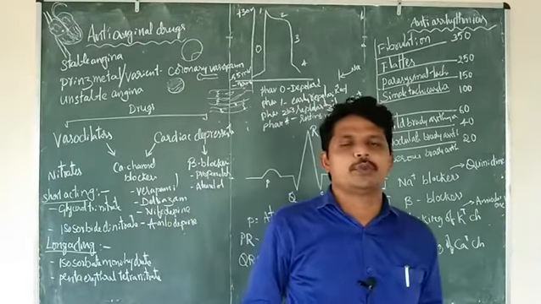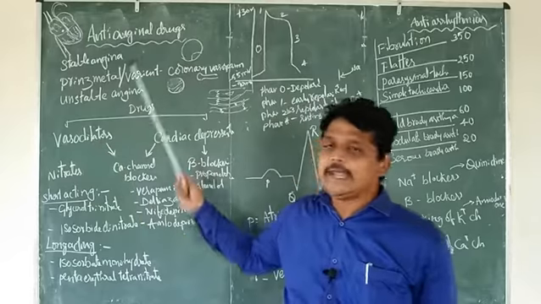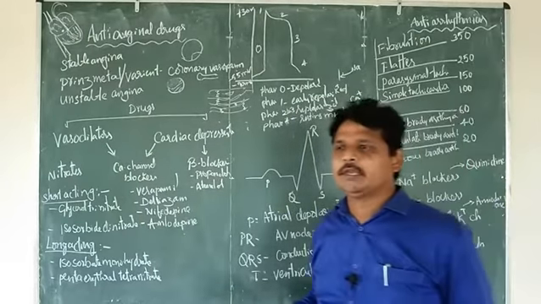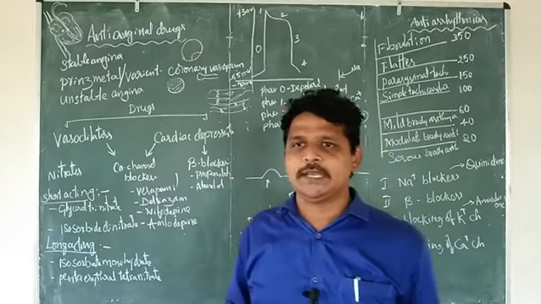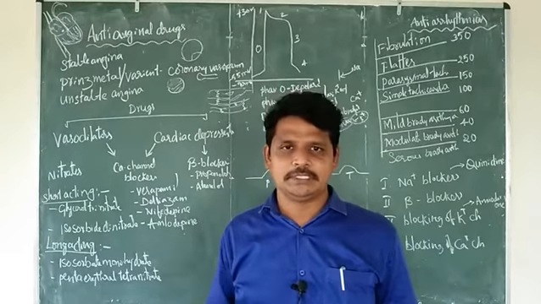Basically, today we are going to discuss two topics. One is anti-anginal drugs and the other is anti-arrhythmic drugs. Before that, we need to understand what the normal process is that takes place in cardiac muscle.